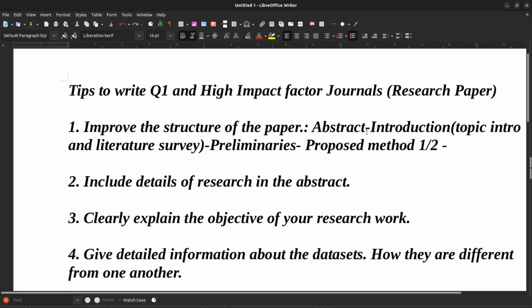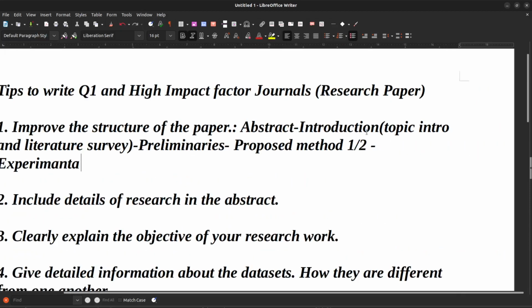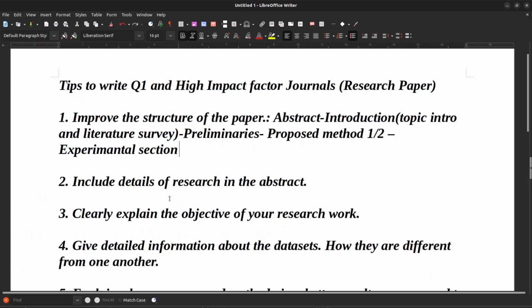Okay. One or two proposed methods. Then after this you write the experimental section. Then after this you should go for the conclusion. In the conclusion also mention the drawback of your method, and future work.